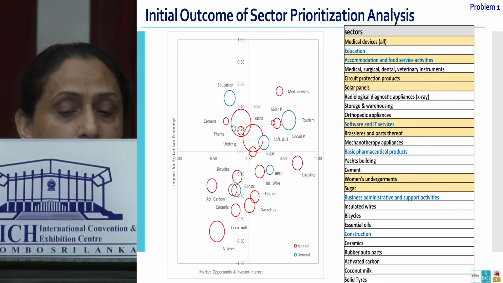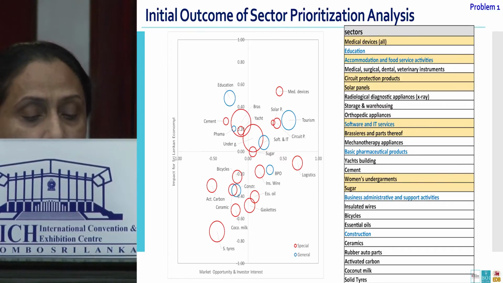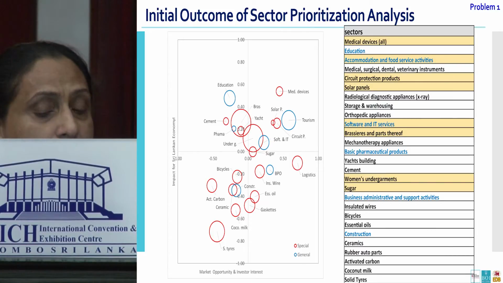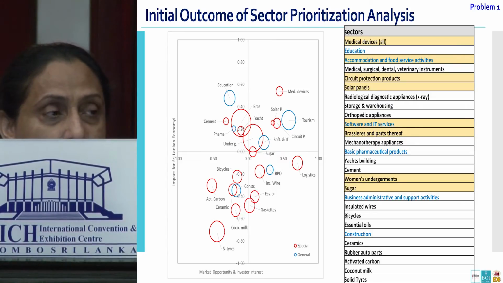And from that initial outcome, if we take a bubble graph, you can see that the top right quadrant shows where the impact for the Sri Lankan economy as well as the market opportunity and investor interest is high. So from the side, the sectors are there. You can see what is marked in yellow. I hope you can see that. Those are the ones in the top right quadrant. And the sectors in blue reflect the general sectors. We have not gone into specific subsectors, which we need to do in future.